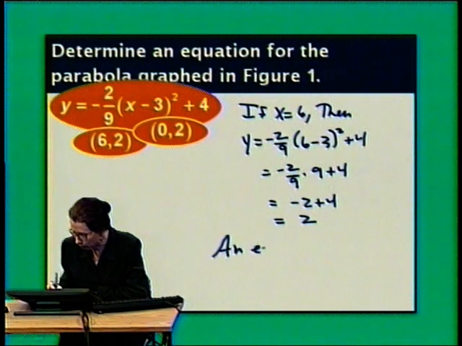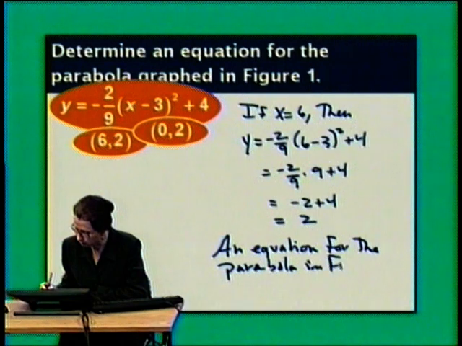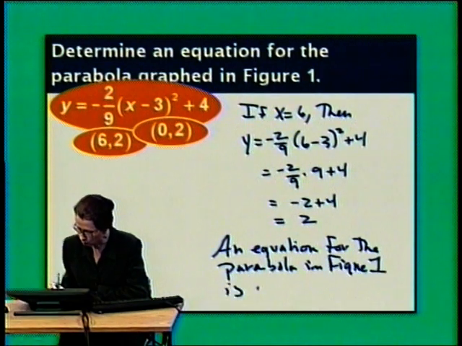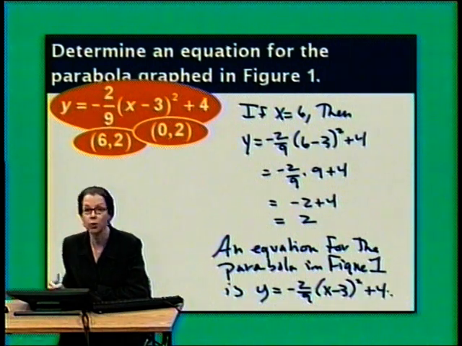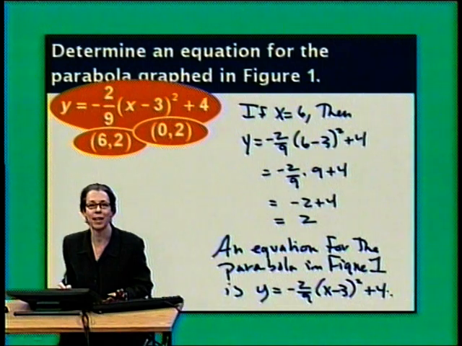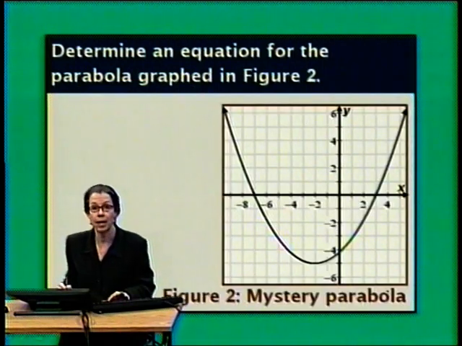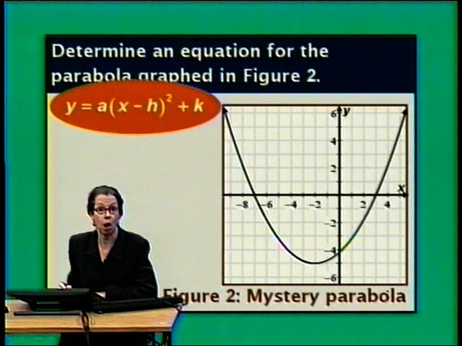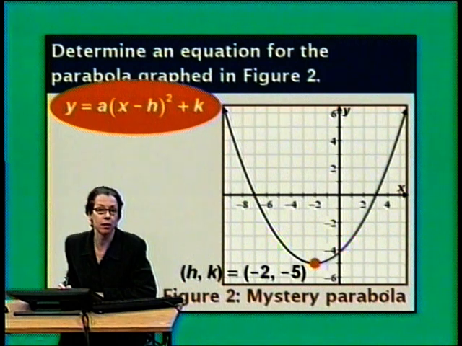So an equation for the parabola in Figure 1 is y equals negative 2/9 x minus 3 quantity squared plus 4. Let's try that again. Now I have a parabola that opens up. Can I read the coordinates of the vertex off the graph and use vertex form? Well, I can. I can see that the vertex occurs at negative 2, negative 5.